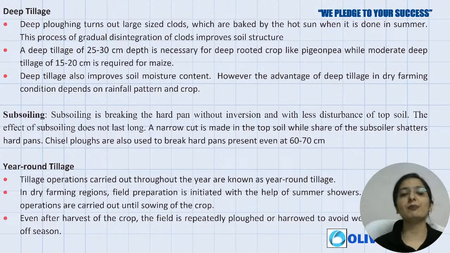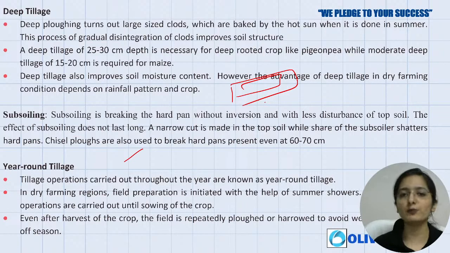Then you have a type like subsoiling in the primary tillage. In subsoiling, what you do, there is a topsoil, but below the topsoil you are removing the large size clods, but below the topsoil there are certain hard pans. Now you don't want to disturb your topsoil.